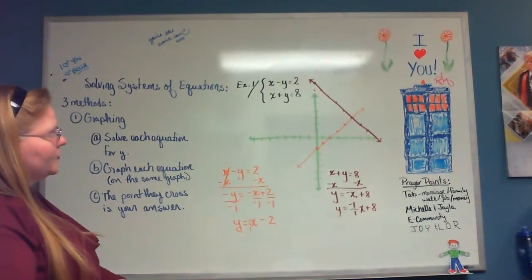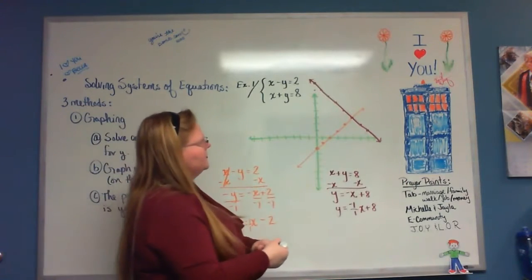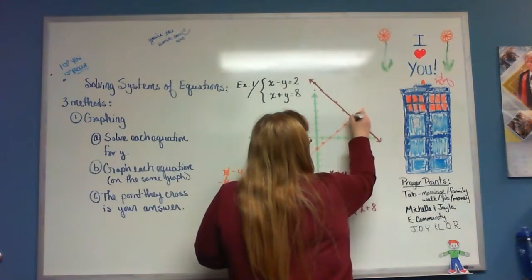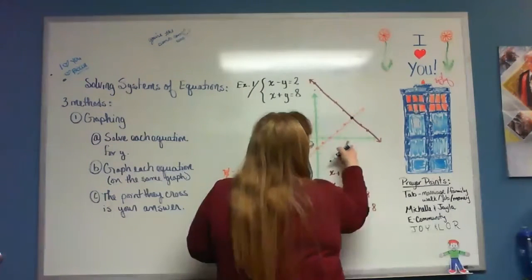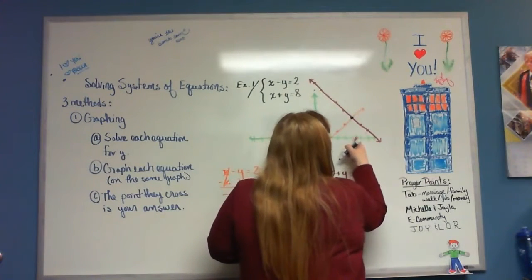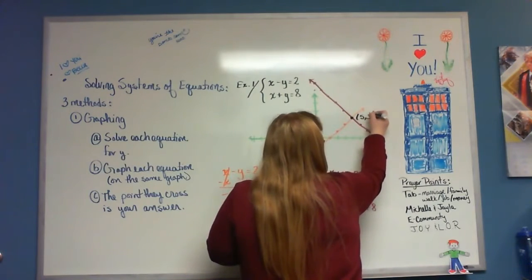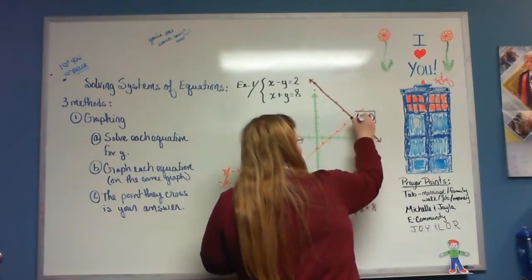And your answer is where those 2 lines cross. Those 2 lines cross right there, which I can count to that point. 1, 2, 3, 4, 5, and then up 3. That's the point (5, 3). That makes (5, 3) my answer.